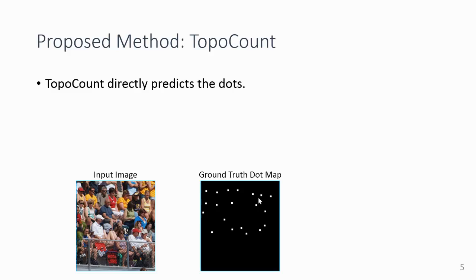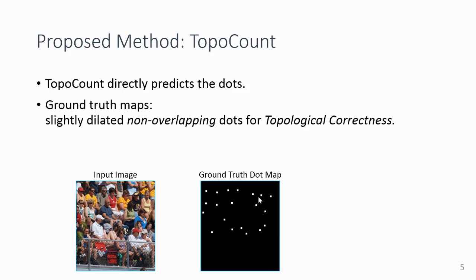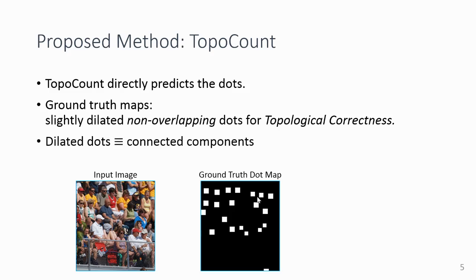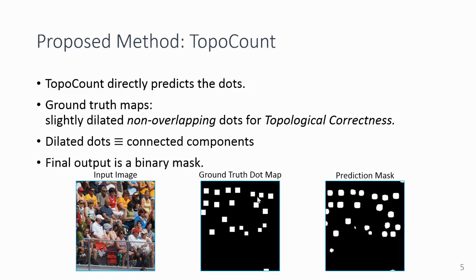Our proposed method, TopoCount, tries to directly predict the dots. As we see, the ground truth has a dot for each person in the image. And so we train a neural network model with ground truth maps where we slightly dilate the dots to get larger components with the condition that the resulting components do not overlap to ensure topological correctness, like this. Each dilated dot is considered as a connected component, and the output of the model is a binary mask, where also each connected component in the mask represents one dot.